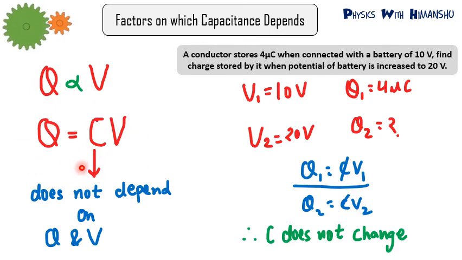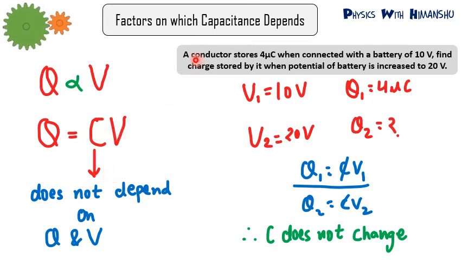C will not change. C will depend on other factors that we are going to discuss in other lectures, like for a metallic shell, C depends on the radius of that metallic shell. So C is independent of Q and V. C depends on other factors such as the dimension of the conductor, the material of the conductor, and the space nearby the conductor, what is there in that space, air or any other dielectric medium. So we'll right now confine ourselves to this formula, that is Q is equal to CV.